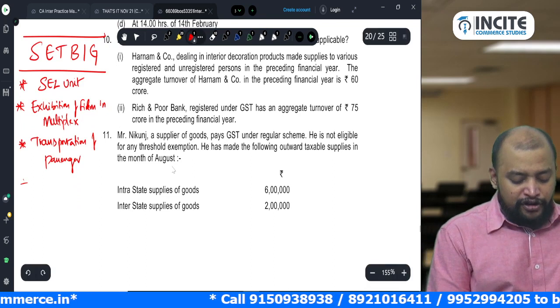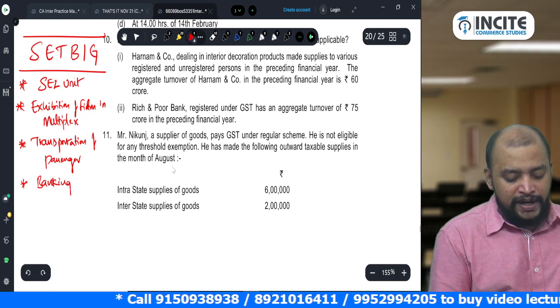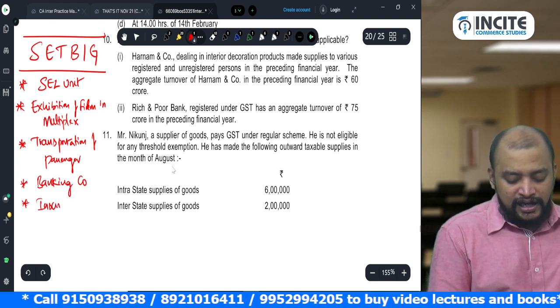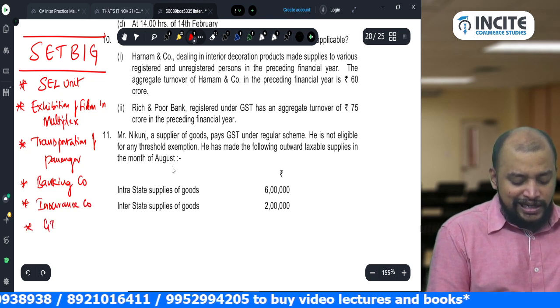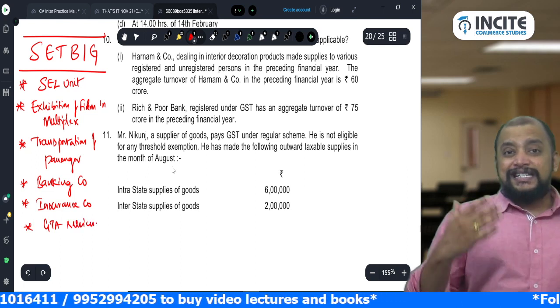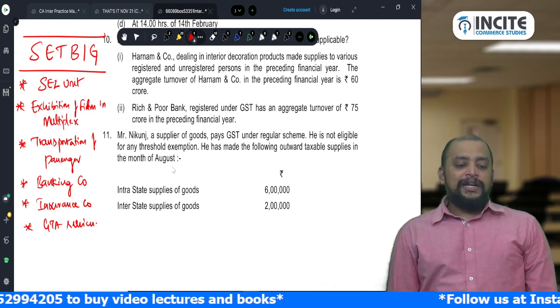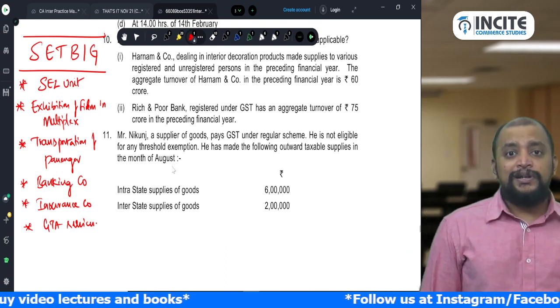Then B for banking company. I for insurance company. And G for GTA services. So in these 6 cases, e-invoicing is not required. Understood or not? In these 6 cases, e-invoice is not required. So SETBIG. Remember, SETBIG.